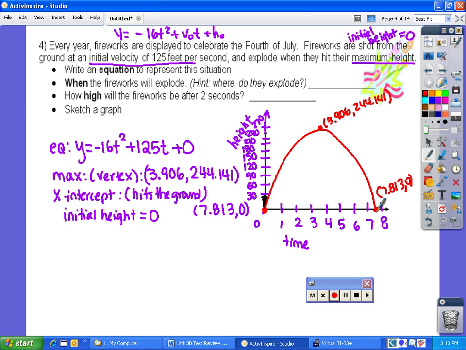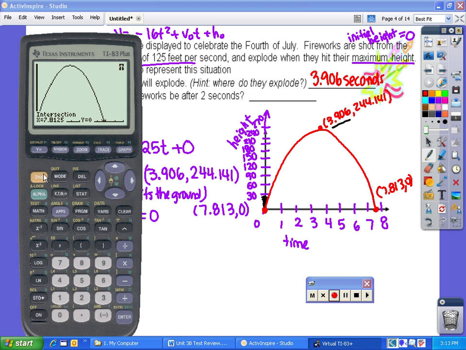Alright, so now we can answer the questions. When will the fireworks explode? When is it at its maximum height? So they will explode at 3.906 seconds. When stands for time. How high will the fireworks be after 2 seconds? Go to your second graph, look at number 2, and it's at 186 feet.